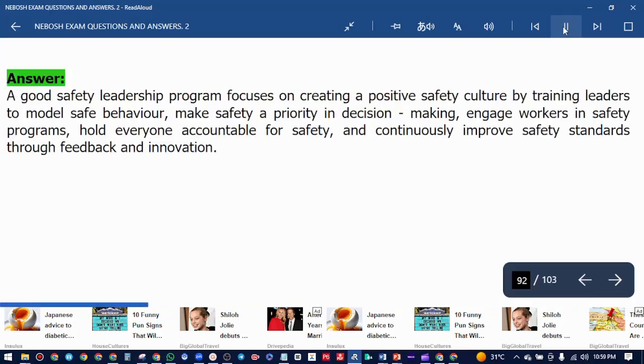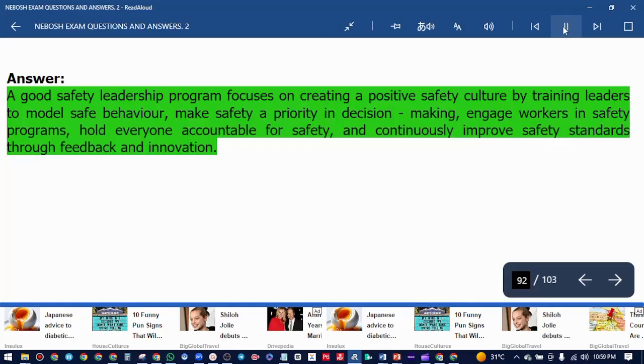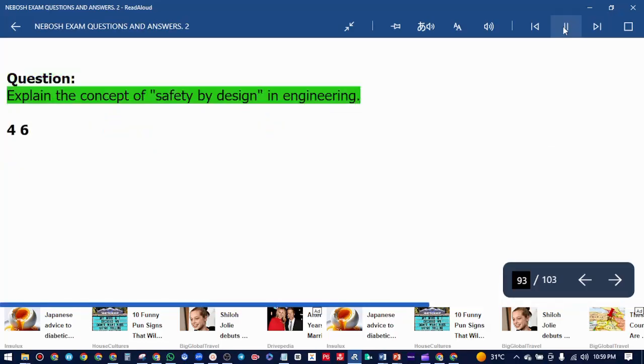45. Answer: a good safety leadership program focuses on creating a positive safety culture by training leaders to model safe behavior, make safety a priority in decision-making, engage workers in safety programs, hold everyone accountable for safety, and continuously improve safety standards through feedback and innovation. Question: explain the concept of safety by design in engineering.